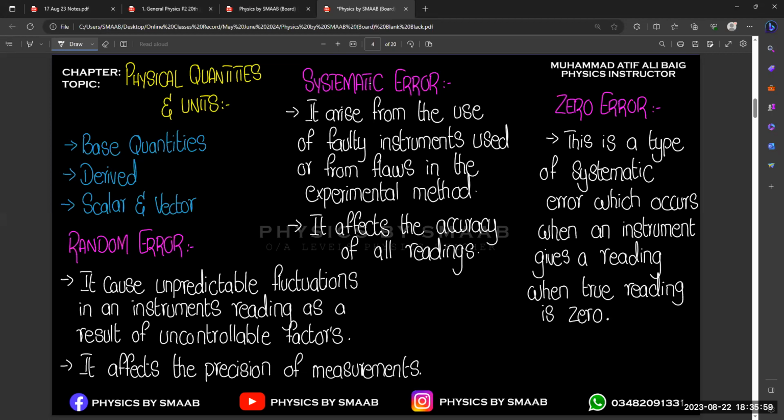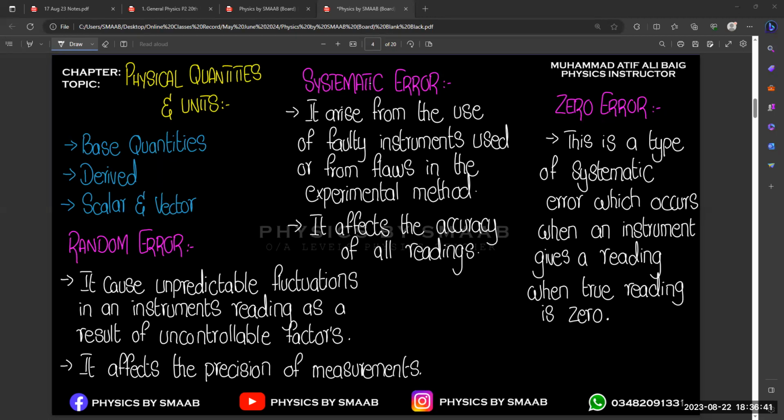So basically, we need to check our instrument, that the true value is equal to zero. If a scale or any instrument is not starting from the base value, and mostly every scale or instrument we use starts from zero, because that is our reference point, that is our origin. So we need to check that the instrument has a true value of zero, or that we are starting from the original value of zero. If it is not starting from zero, that is known as zero error, right?